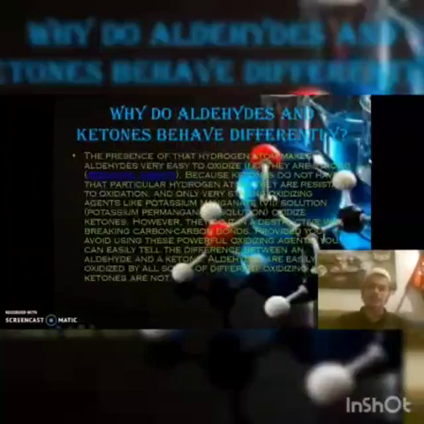Because ketones do not have that particular hydrogen atom, they are resistant to oxidation, and only very strong oxidizing agents like potassium permanganate solution oxidize ketones. However, they do it in a destructive way, breaking carbon-carbon bonds. Provided you avoid using these powerful oxidizing agents, you can easily tell the difference between an aldehyde and a ketone if you use a normal oxidizing agent. Aldehydes are easily oxidized by all sorts of different oxidizing agents, whereas ketones are not.